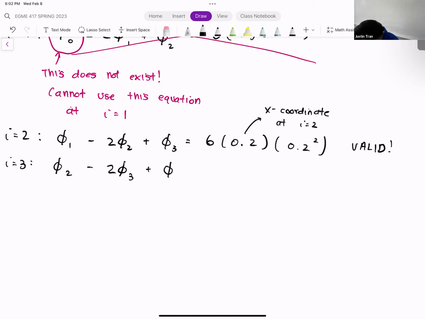Okay, so let's do the same thing at i equals 4. We plug in i equals 4, we get phi3 minus 2 phi4 plus phi5, and this is equal to 6 times 0.6 times 0.2 squared. Okay. And again, all of these are valid nodes, and so this is all good to go.